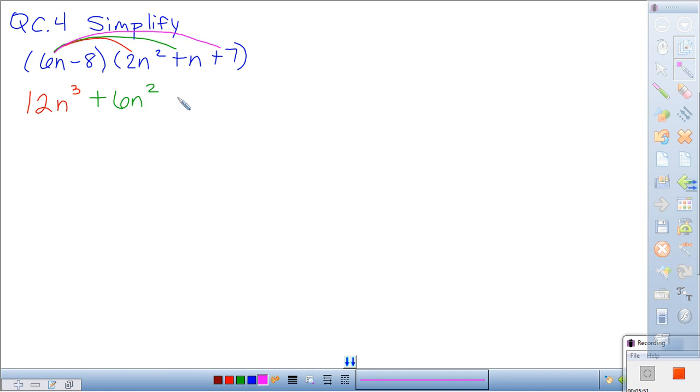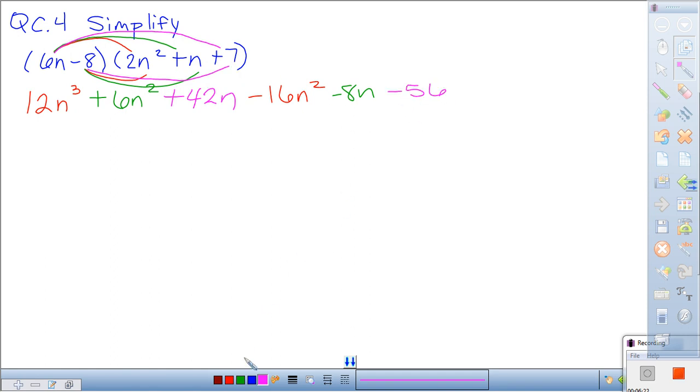6 times 7 is 42, so plus 42n. And then we'll move down to the negative 8. Negative 8 times 2n squared, negative 16n squared. Then we have negative 8 times n, negative 8n, and finally negative 8 times 7, which is negative 56.